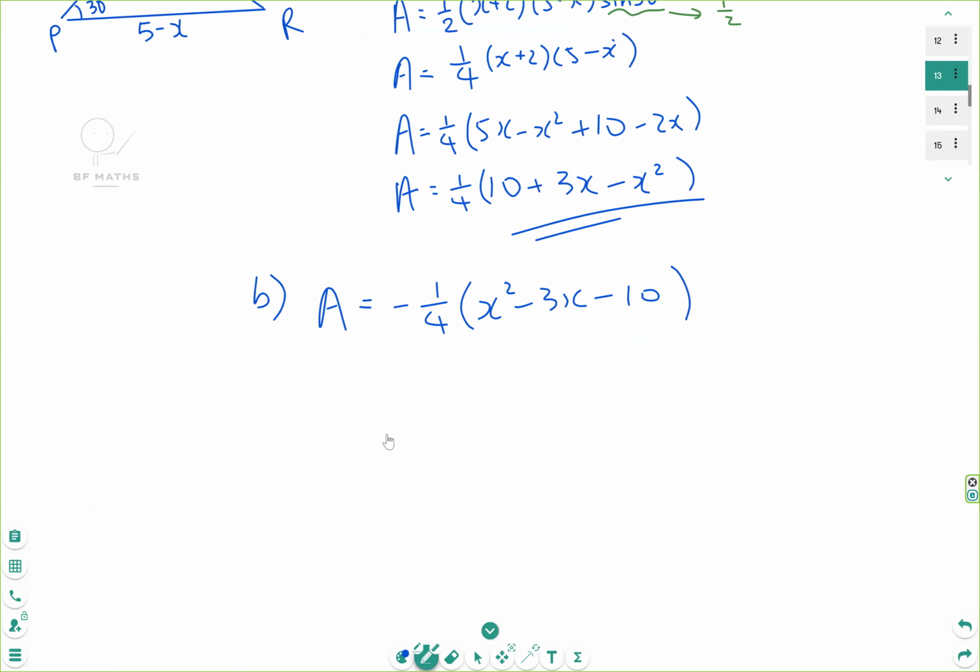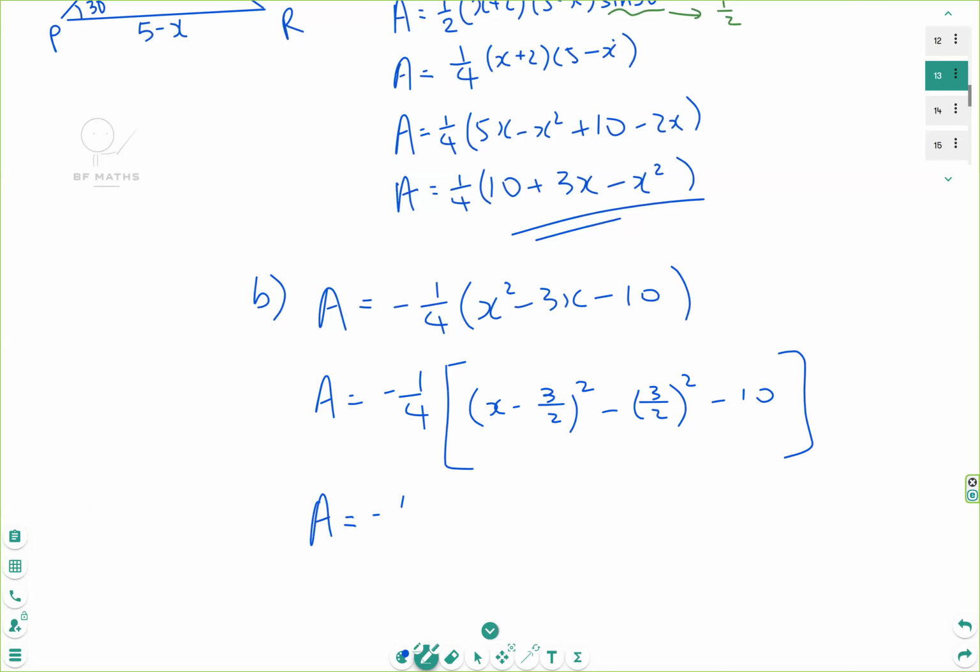Next, to complete the square with such a clunky expression, it's best to put a square bracket and do it step by step. So you want to halve this term: half the 3x becomes x minus 3 over 2, or 1.5 if you prefer, squared. Then subtract this number squared, so 3 over 2 squared, and bring the minus 10 at the back. So A equals minus a quarter, x minus 3 over 2 squared, we're not going to touch it.